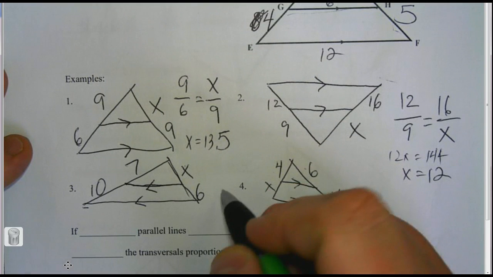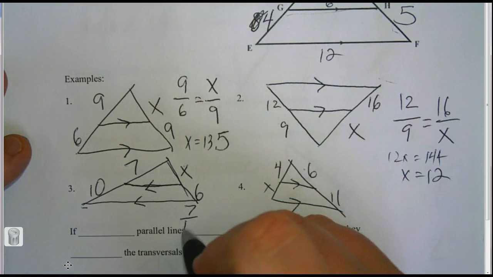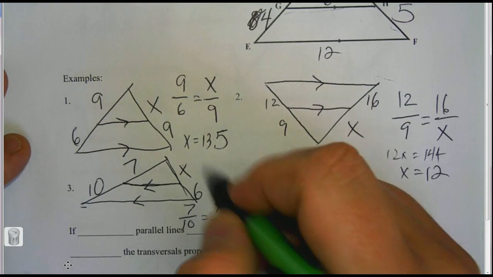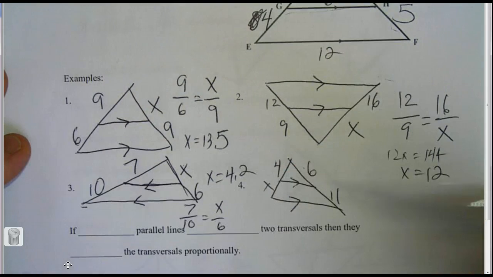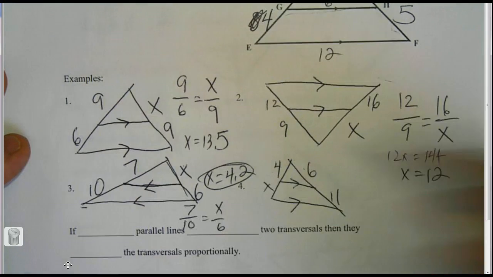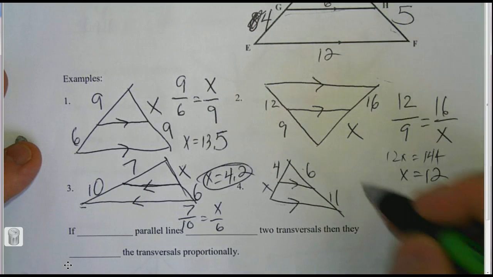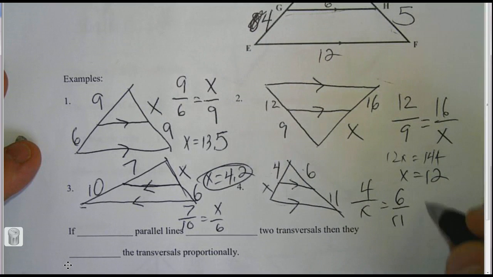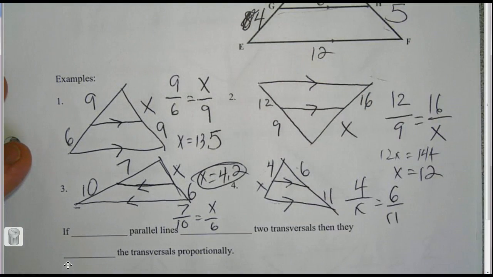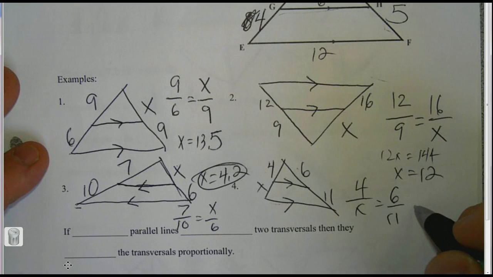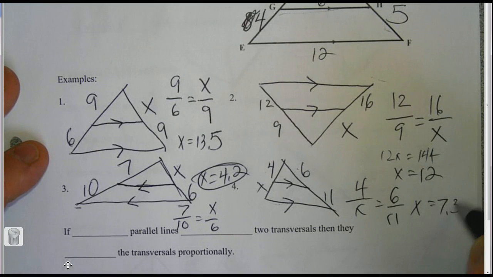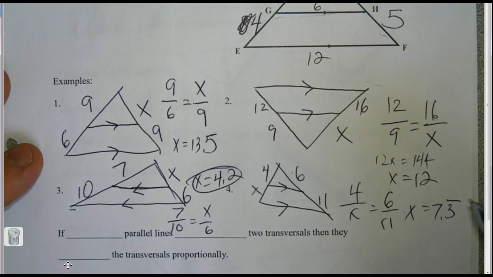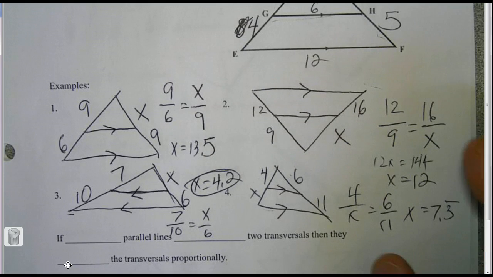Okay, so for number 3, you should have had 7 over 10 is equal to X over 6. You cross multiply and solve, X is equal to 4.2. For number 4, you should have had 4 over X is equal to 6 over 11. You cross multiply, you get x is equal to 7.3 repeated. Hopefully you don't have any questions there about how you can set up with two triangles.